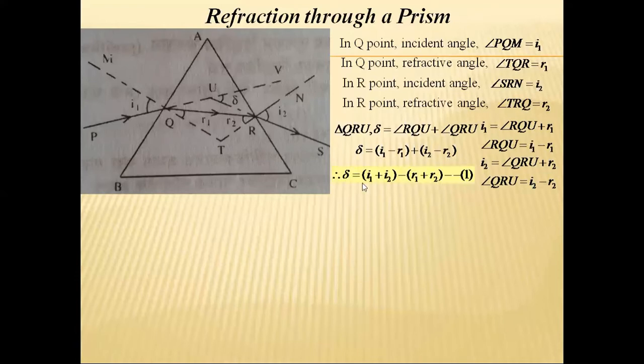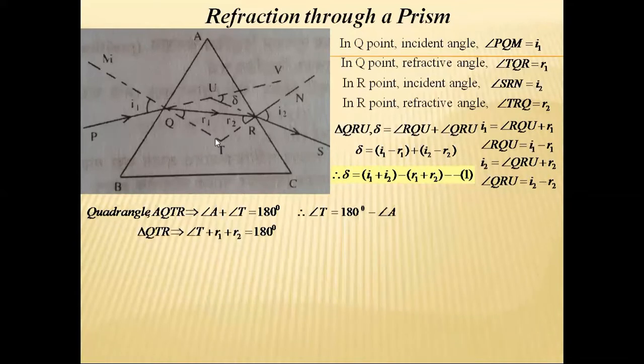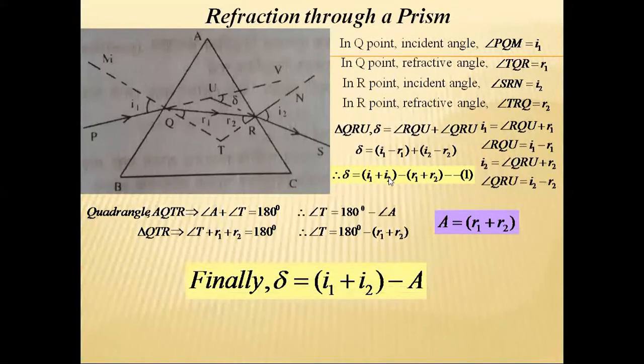Now we simplify this equation. Phi is equal to I1 plus I2 minus (R1 plus R2). And we know that this angle and this angle must sum to 180, since they are opposite angles. So we can write T is equal to 180 minus A, and in the triangle, T plus these two angles is 180. Then T is equal to 180 minus (R1 plus R2), so angle A is equal to R1 plus R2 from these two equations. If we put this in the main equation, phi is equal to I1 plus I2 minus A.